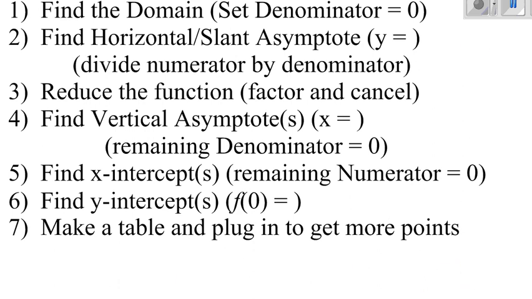So to find the domain, that's the first step to graphing. For that, you just set the denominator equal to 0. Next, you will find the horizontal or slant asymptote. A slant asymptote is basically the same thing, but it'll be y equals something with a slope. To do that, we're going to divide the numerator by the denominator. The numerator goes inside, the denominator goes outside. And then the answer is the asymptote.